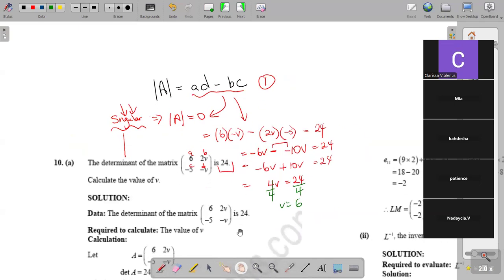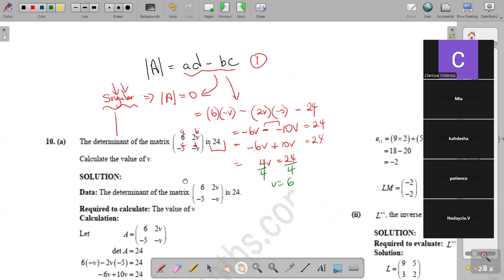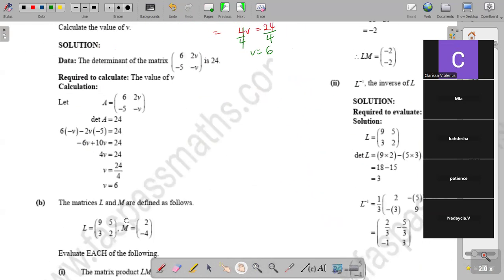Everybody realize why I keep saying question 10 is an easy question to master? No crumbs. Once you know your rules and you practice, you're good to go here. All right. Excellent. V is equal to 6.